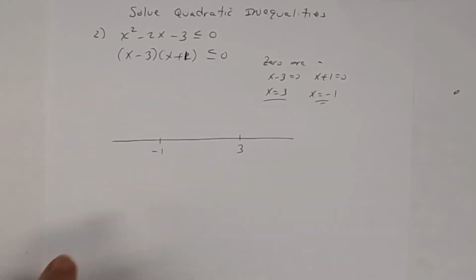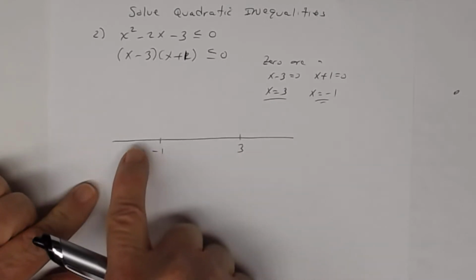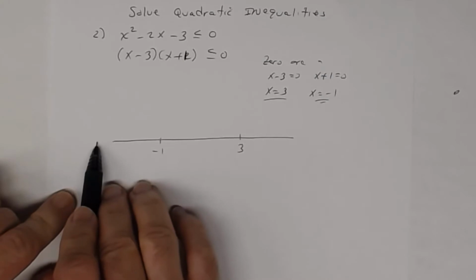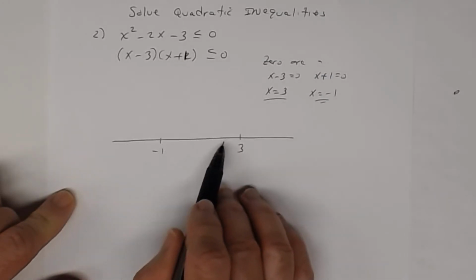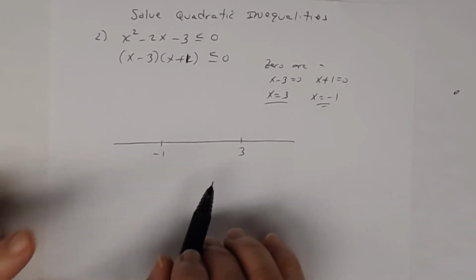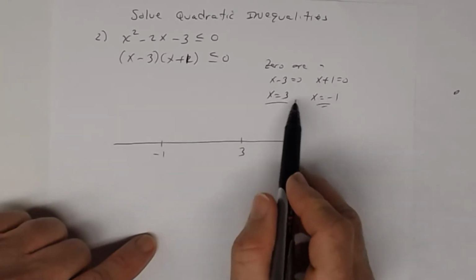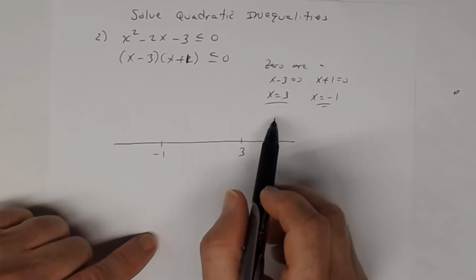Now I want you to notice that these two critical values divide the number line into 3 intervals. This interval, negative infinity to negative 1. This interval, negative 1 to 3. And this interval, 3 to infinity. What I want you to also notice is this. These critical numbers are called zeros, right? They're called zeros for a reason.